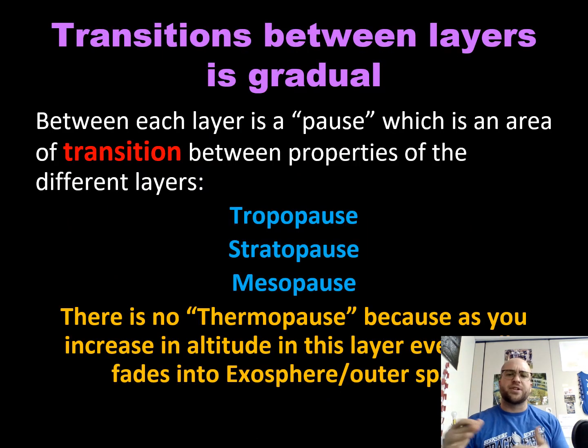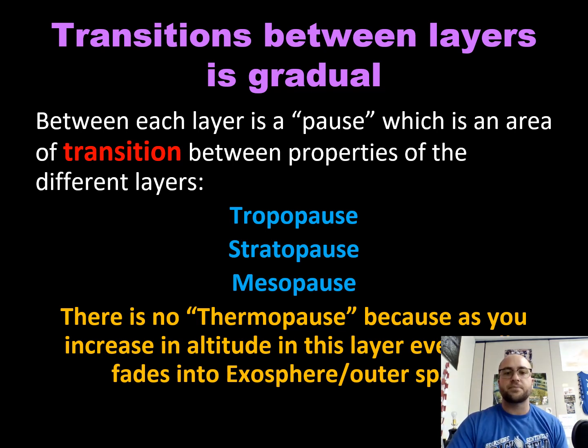So we do have these transitional layers. I wanted to mention this. You might see it if you're looking at a picture of the layers of the atmosphere. We have these pauses, which just means transitions, because it's not like you're running into the troposphere and then boom, all of a sudden you're in the stratosphere. It kind of gradually spreads out there. So we have tropopause, stratopause, mesopause. I just wanted to mention that. Don't worry about memorizing that or anything like that.